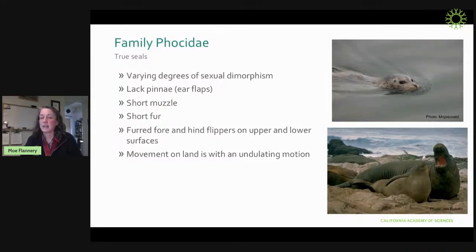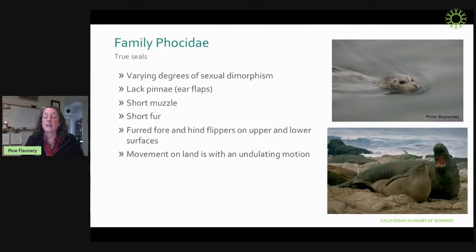Okay, so let's move on to the next family of pinnipeds, and that is the phocid family. So phocids are known as the true seals. They do not have ear flaps, and that's one of the primary ways of identifying them. As you can see in the top photo, there's a little hole where the ear is, but there's no flap of skin sticking off of the ear.